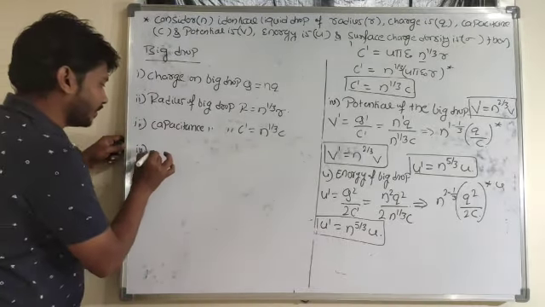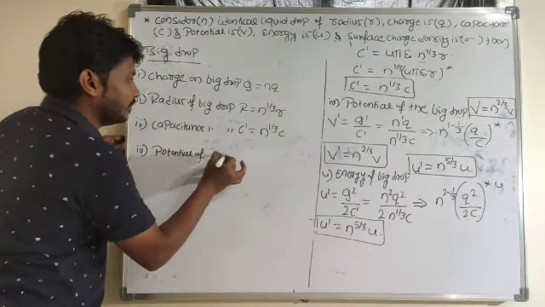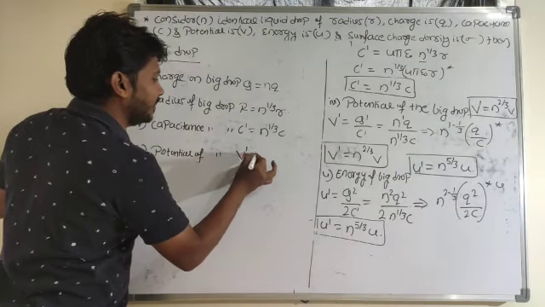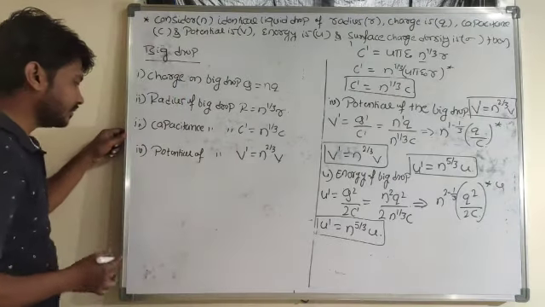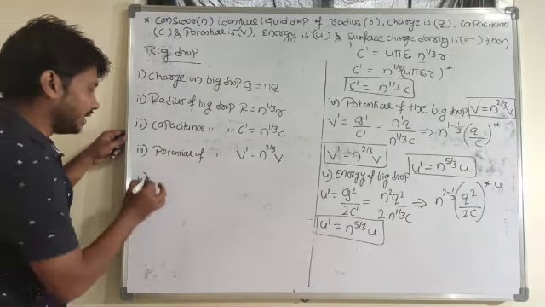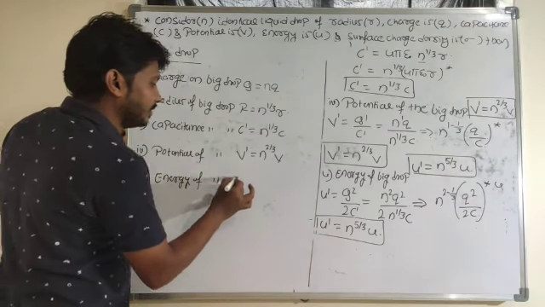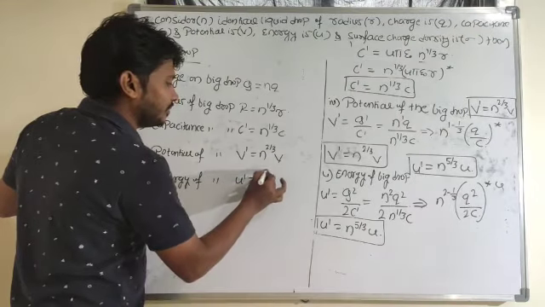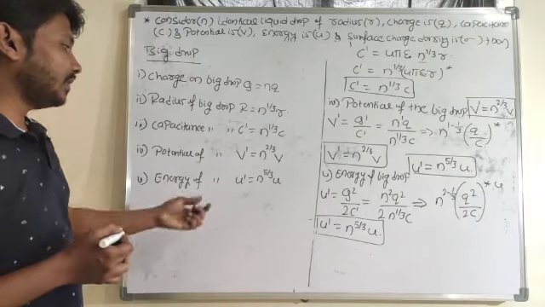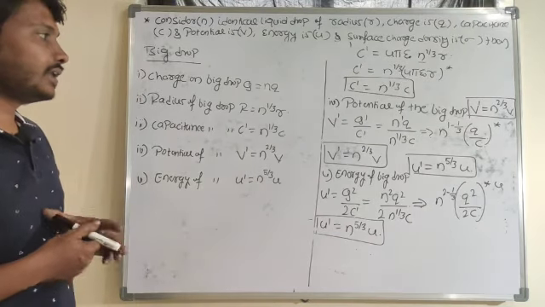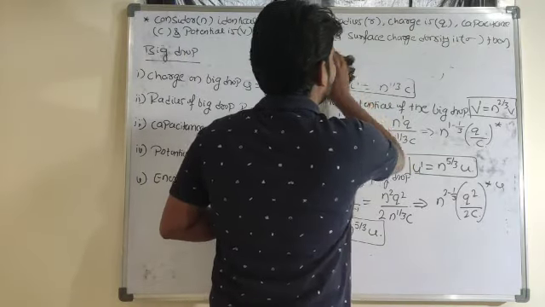And next one, potential of the bigger drop, V dash is equal to n to the power of 2 by 3 into the potential of the small drop. Next one, energy of the big drop, U dash is equal to n to the power of 5 by 3 into the energy of the small drop. So the last one is surface charge density.